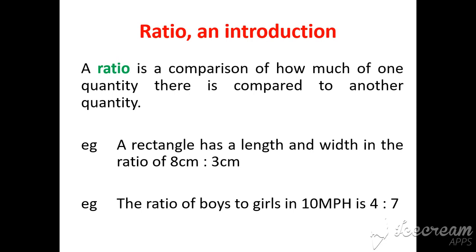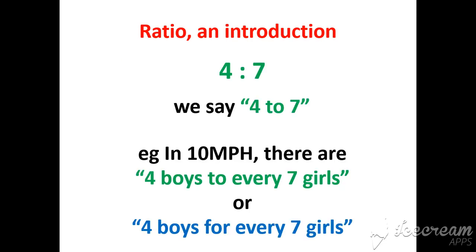Another example, the ratio of boys to girls in the class of 10 mph is 4 to 7. When we say 4:7, the proper language is we say 4 to 7. For example, in the class of 10 mph, there are 4 boys to every 7 girls. Now, a lot of people also use the language 4 boys for every 7 girls.